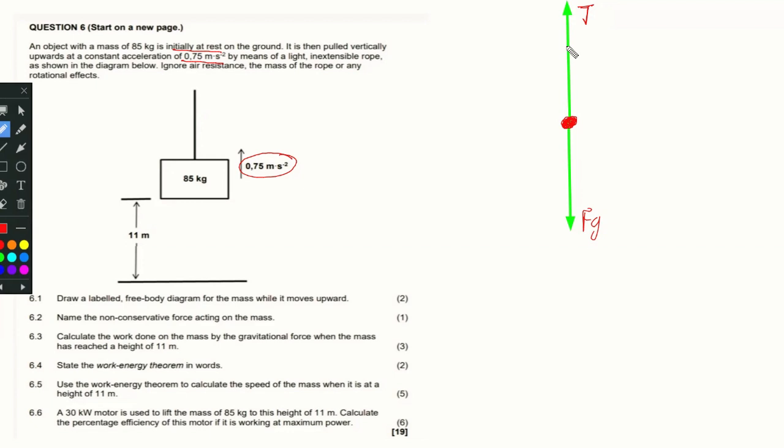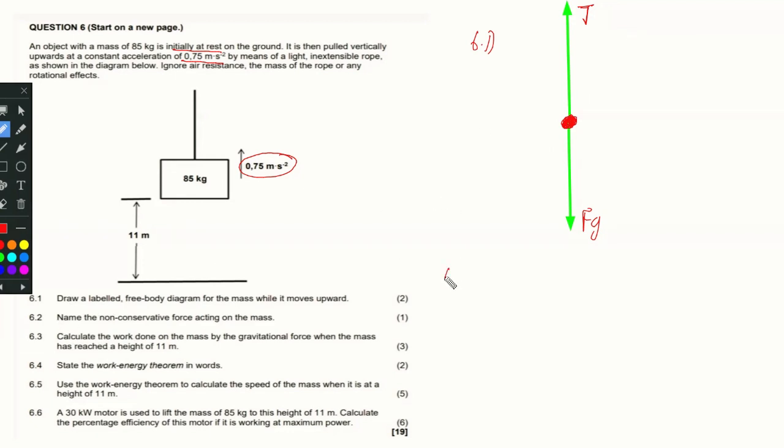Okay, then that's basically that. Maybe in your exam they would not really pay attention to that, but sometimes, just to be safe, always note that if it's going upward, it's because the tension force usually is greater than the gravitational force.